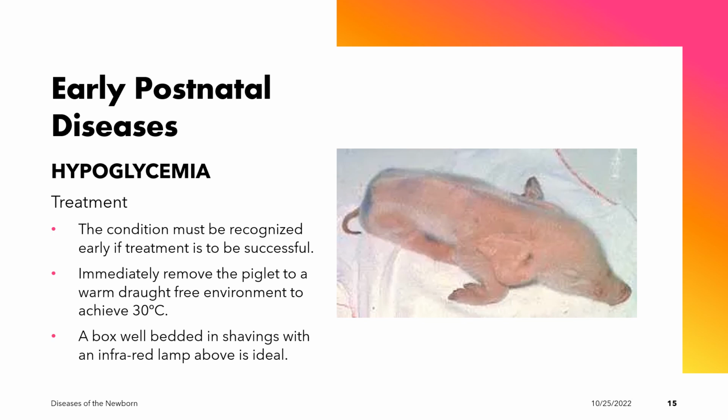The piglet could also be fed with a sow's, or alternatively, cow's colostrum or 20% dextrose solution by syringe or stomach tube every 20 minutes until it has returned to normal. Then, the piglet can be introduced to a newly farrowed sow.